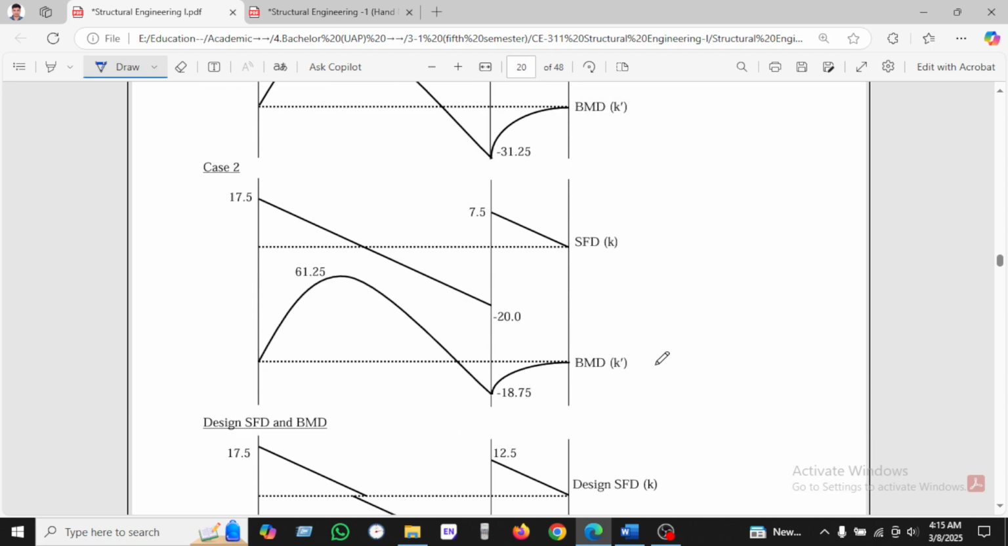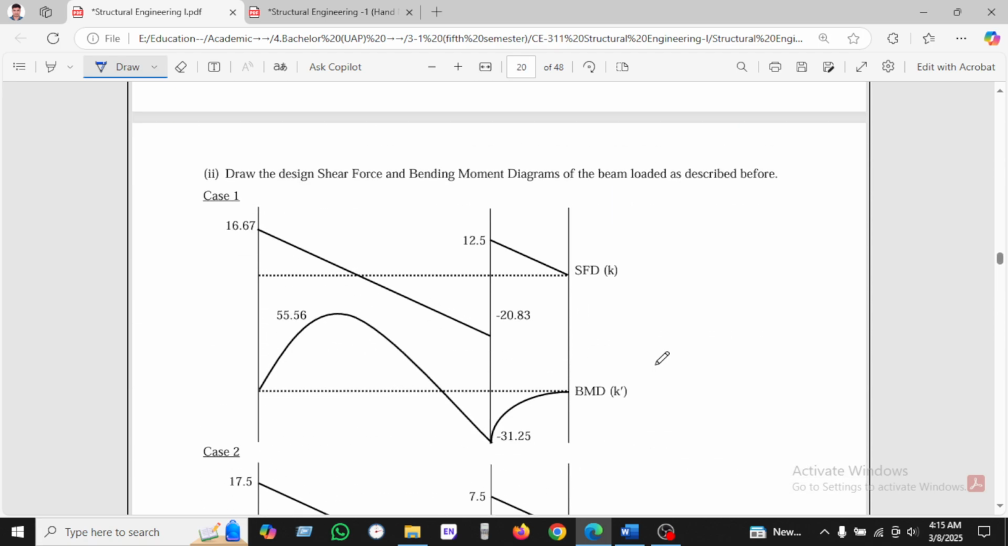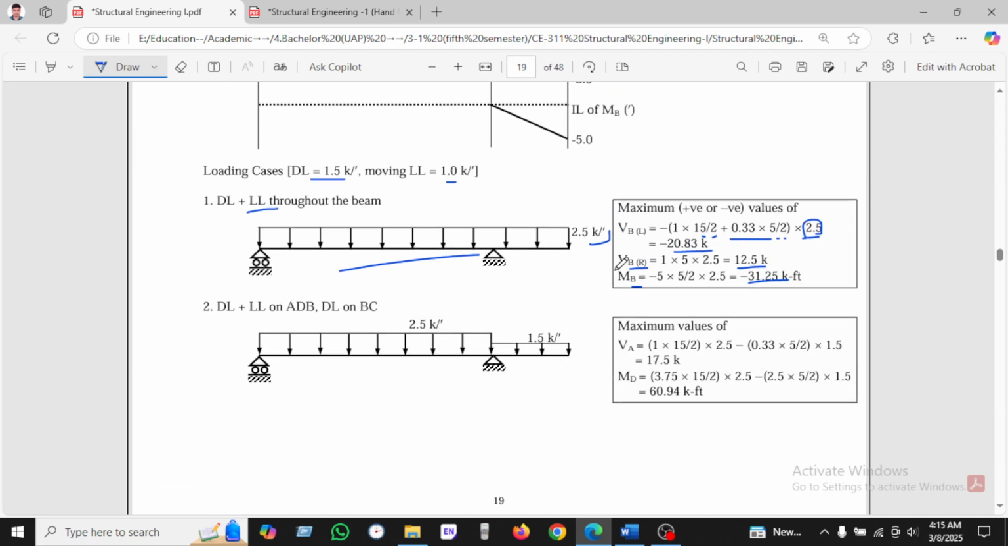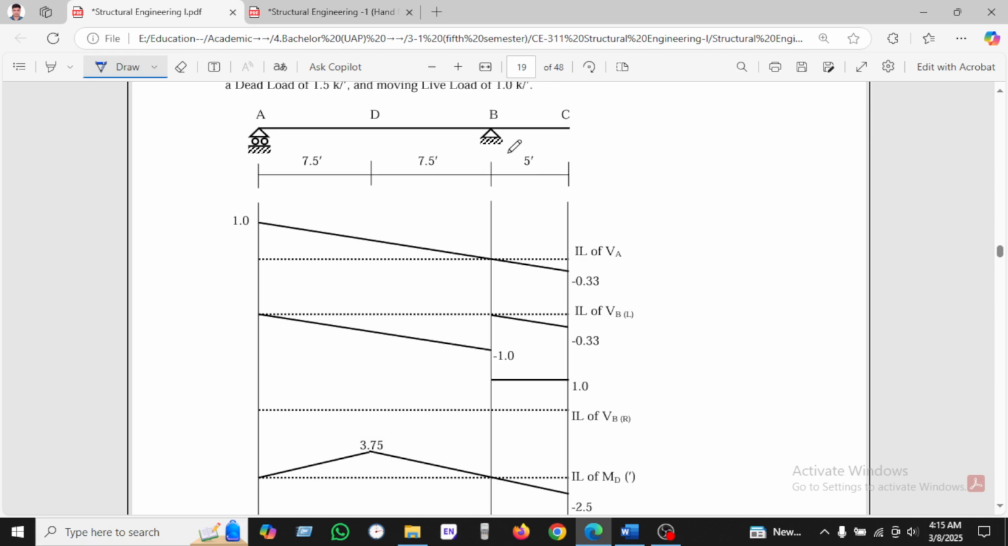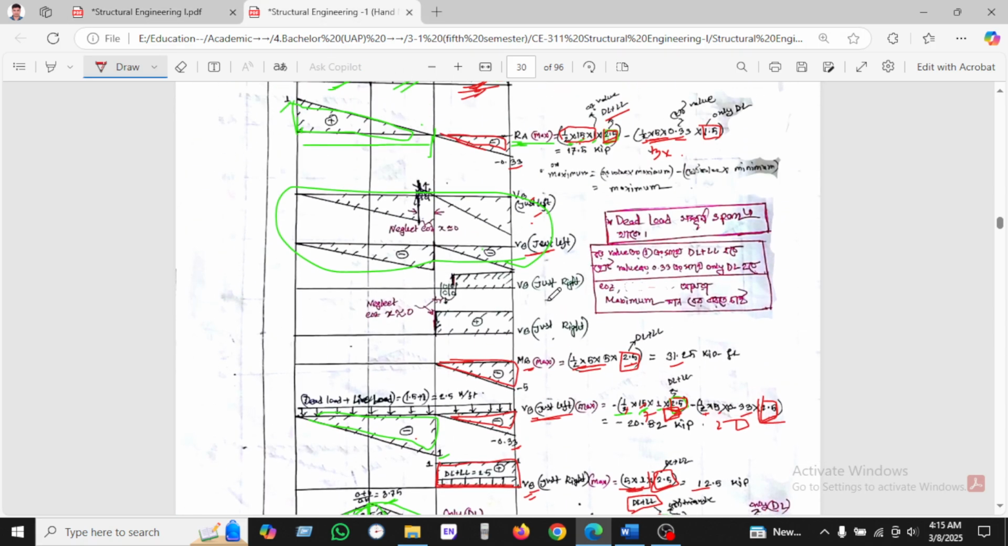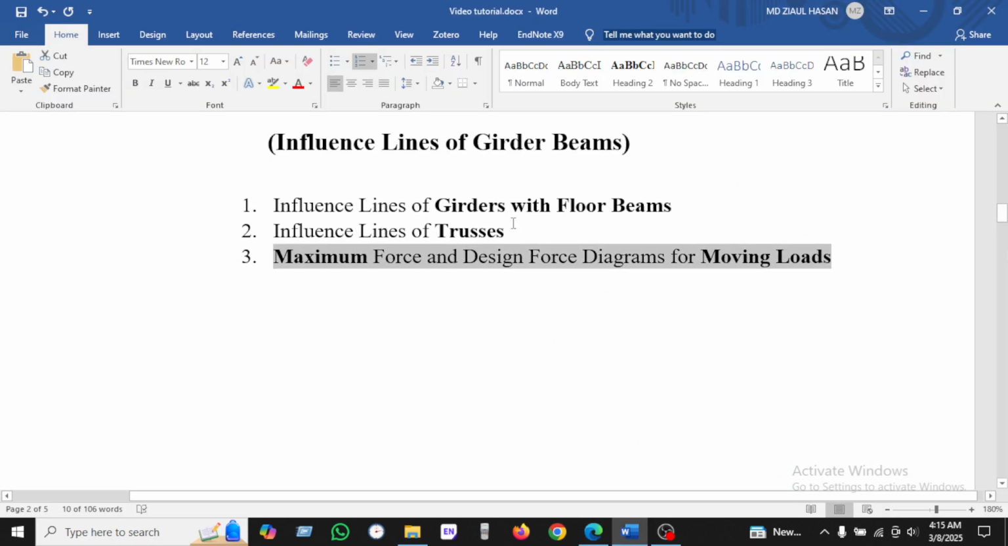So you can also draw the shear force diagram and bending moment diagram after getting all these values. Okay, I hope the lecture has ended.